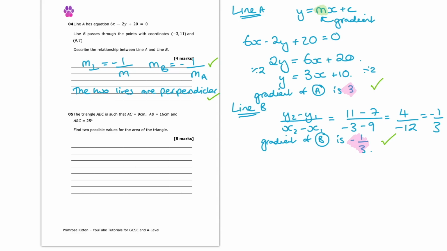The triangle ABC is such that AC equals 9, AB equals 16, and ABC is 25 degrees. So to be able to do this, we do really need to draw a diagram. I would not try and do this without a nice little diagram. So we've got a triangle ABC. We're told that the angle ABC, so this one, is 25 degrees. We're told that A to C is 9 centimetres and A to B is 16 centimetres. And we're asked to find 2 possible values for the area of the triangle here.